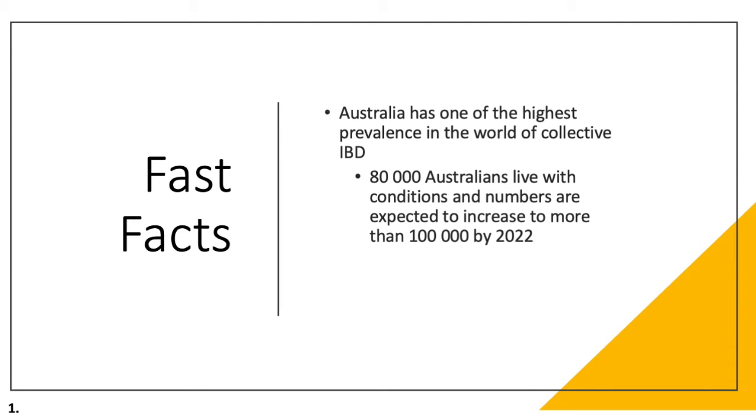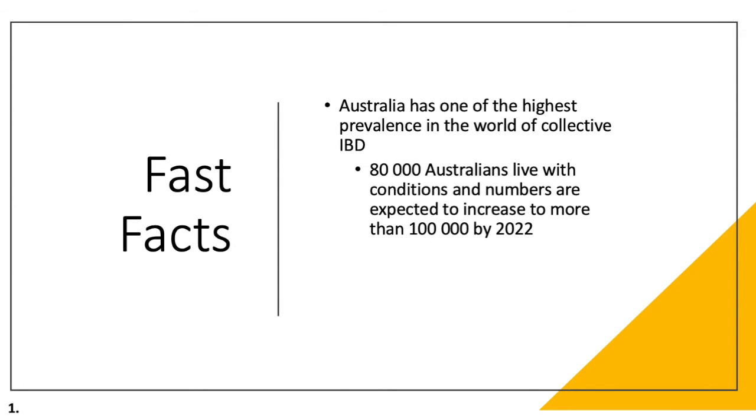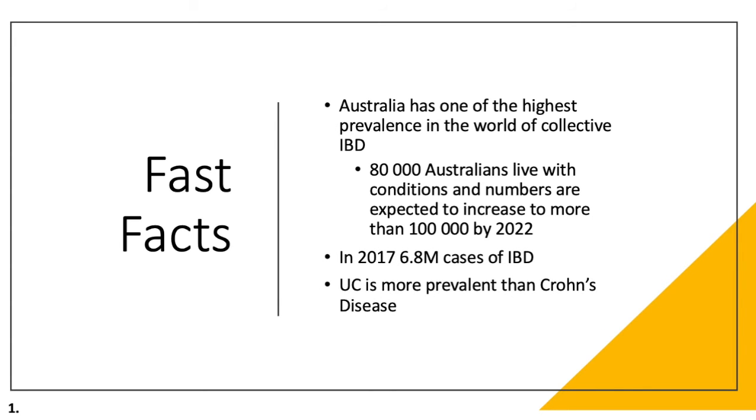Here are some fast facts about UC. So Australia has one of the highest prevalence in the world. In 2017, there were 6.8 million cases of IBD, and UC is more prevalent.